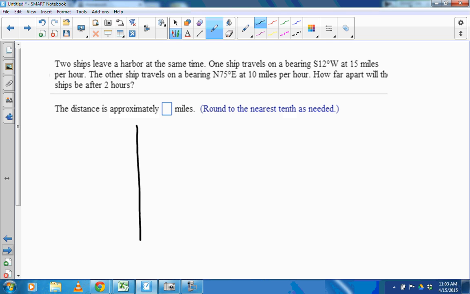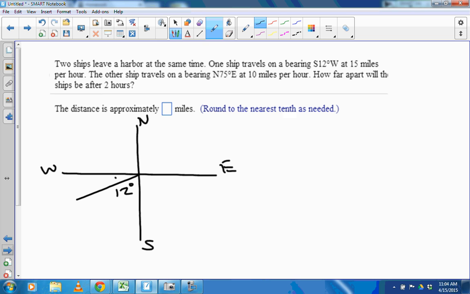All right, let me draw my thing here. Here we go. South 12 degrees west. Okay, now where's that 12 degrees? Is that here or here? Bottom. The bearing angle is the angle formed with the y-axis. It's like the opposite of the reference angle. All right. Now this one goes 15 miles per hour.